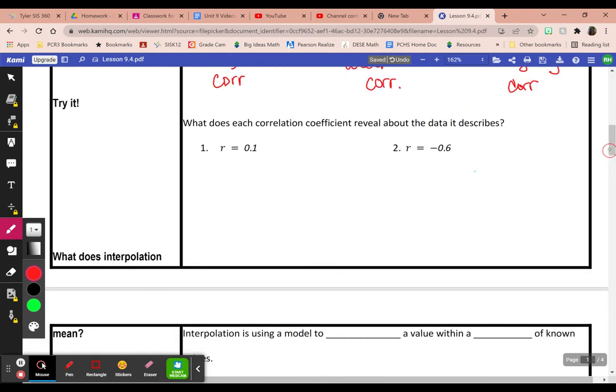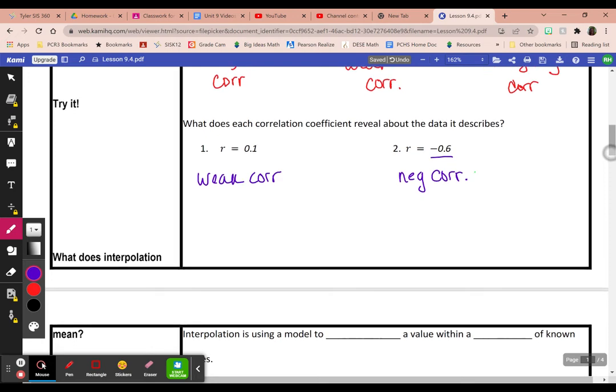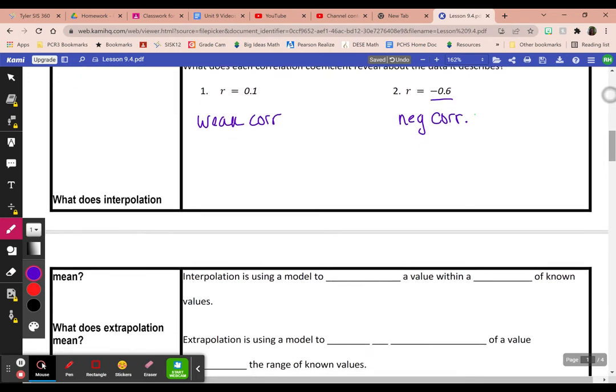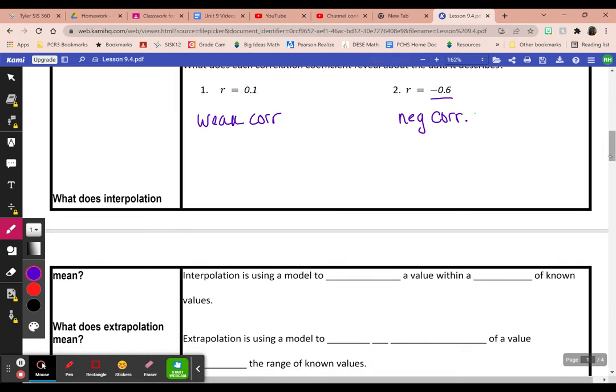Pause the video for a second and see if you can give me a relationship for numbers 1 and 2. Okay? Hopefully you got that this is a weak correlation and this one would be a negative correlation. We wouldn't necessarily say this one was strong because 0.6 isn't really that close to 1, but we do know that the numbers are going to be fairly good as far as going in the negative direction. Okay?